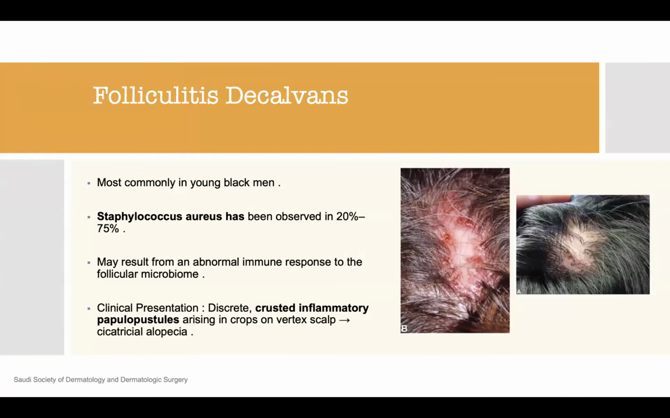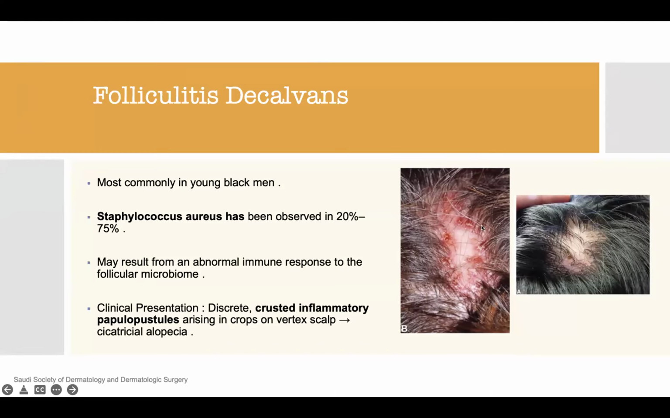Folliculitis decalvans. It's also common in young Black men. It's associated with Staphylococcus aureus infection in around 20 to 75%, and presents as crusted inflammatory papulopustules, more common at the vertex, which then rapidly become cicatricial or scarring alopecia. At the beginning, it presents as small papules associated with crusting, sometimes discharge, then becomes scarring.